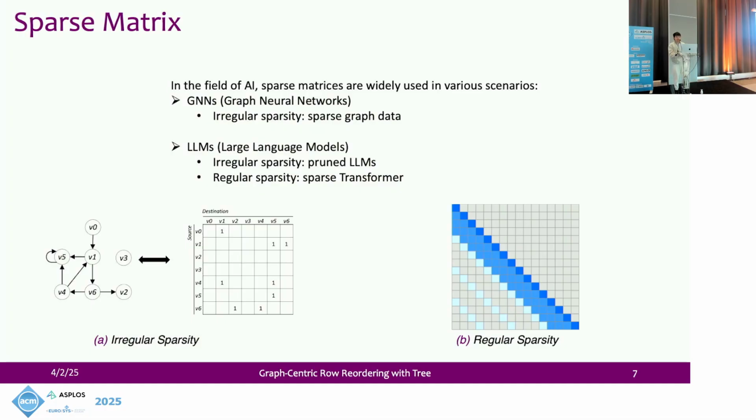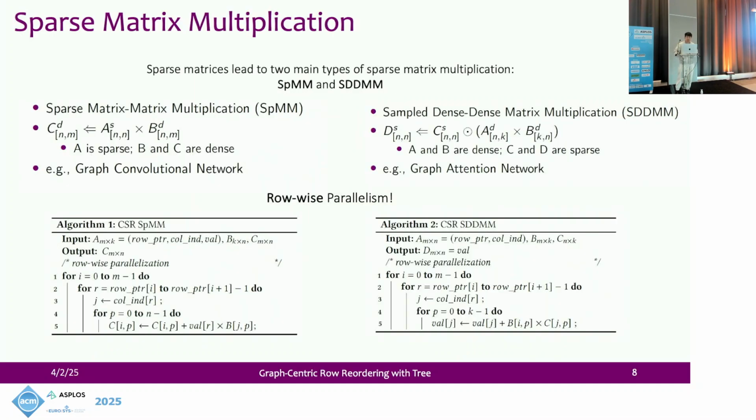For example, in GNNs, they represent irregular graph matrices. And in large language models, they come from pruned or structured transformation. Optimizing those sparse matrices is a key component for achieving better performance of modern AI workloads. Specifically, sparse matrices are mainly used in two kinds of operations. One is sparse matrix multiplication. The other is sampled dense matrix multiplication.